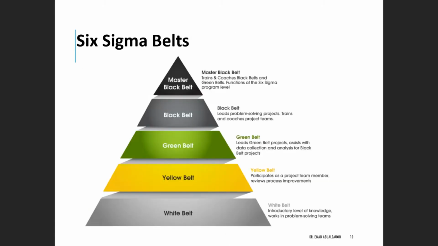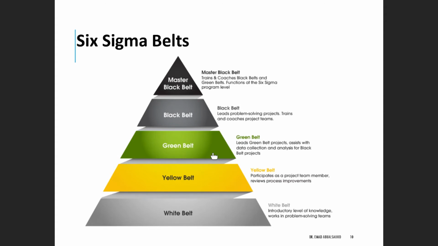So moving on to the Six Sigma belts. Starting from bottom to top, we have the white belt, which is the knowledge base about problem solving, and then the yellow belt, the practical implementation of problem solving and process improvement, where you are part of a team or a team member in a project.